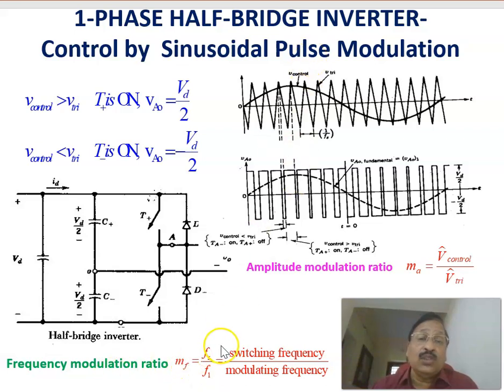These are two terms to be explained, and their application will come later in the coming slides. In this inverter output voltage, VA0, the pulse width changes as shown between plus VD by 2 and minus VD by 2, and the fundamental of that voltage is in phase with the modulating signal, or reference signal.